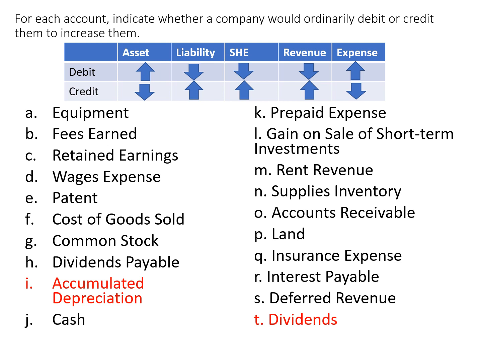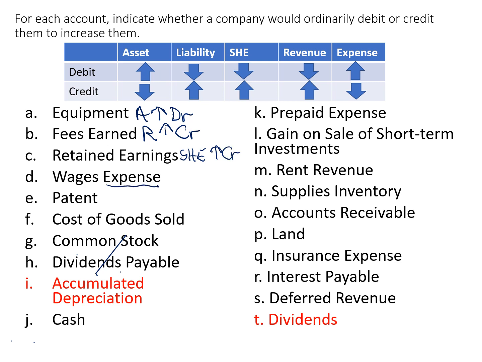All right, here we have some accounts, and we want to know whether these accounts would ordinarily be debited or credited to increase them. Well, if we understand what type of account it is, it's super easy to do. For example, equipment is an asset, so it's increased by a debit, isn't it? Fees earned is a revenue account, so it's increased by a credit. Retained earnings is shareholders' equity, so it's increased by a credit.